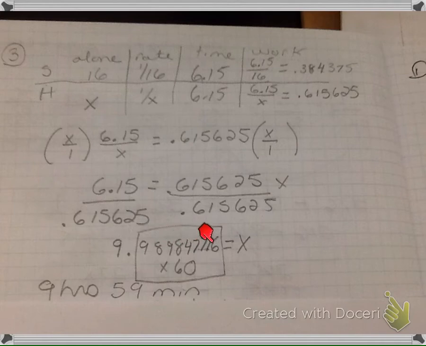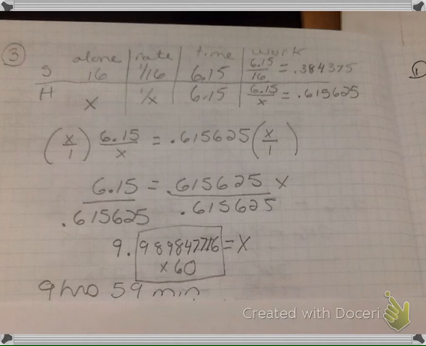And that gave me 9.9898477716. Now again, I want to know how many minutes this 0.989847716 represents. So I'm multiplying this decimal by 60. To do that, since I already had this in my calculator, I subtracted 9, and it left me with this portion. And then I multiplied that portion times 60, and it looked like it was about 59 minutes. So this is about 9 hours, 59 minutes.